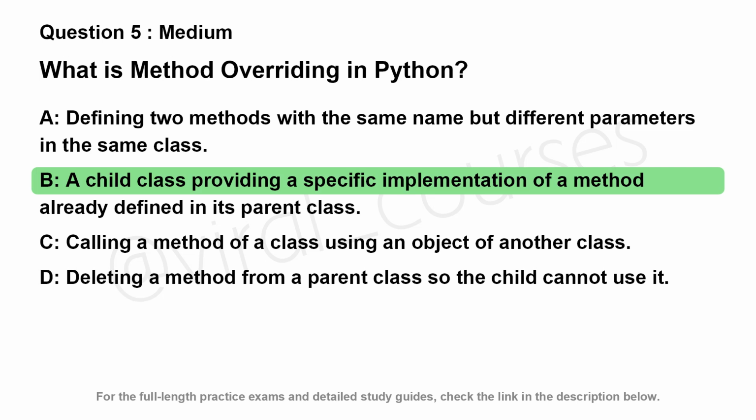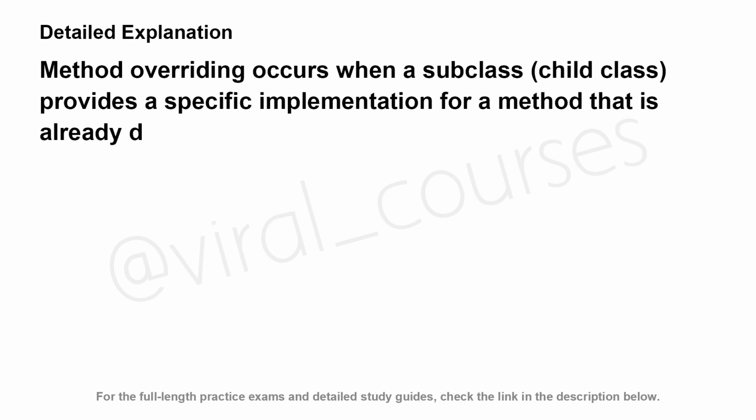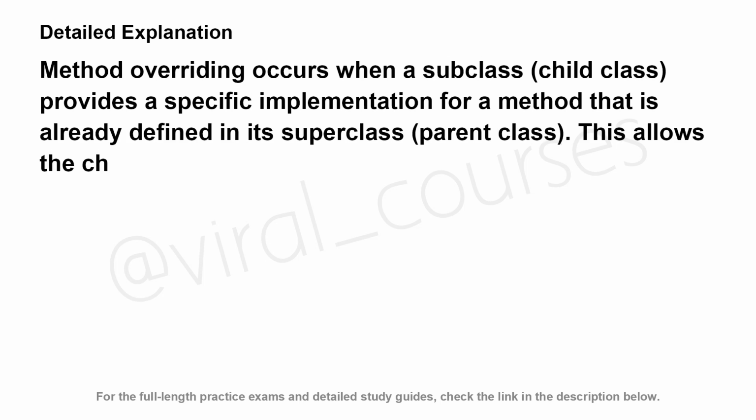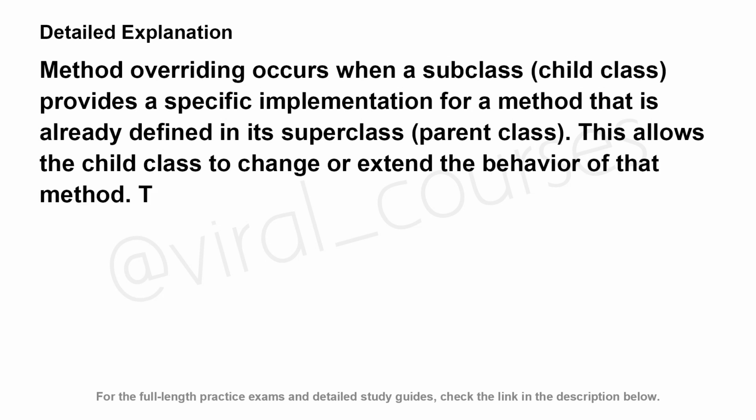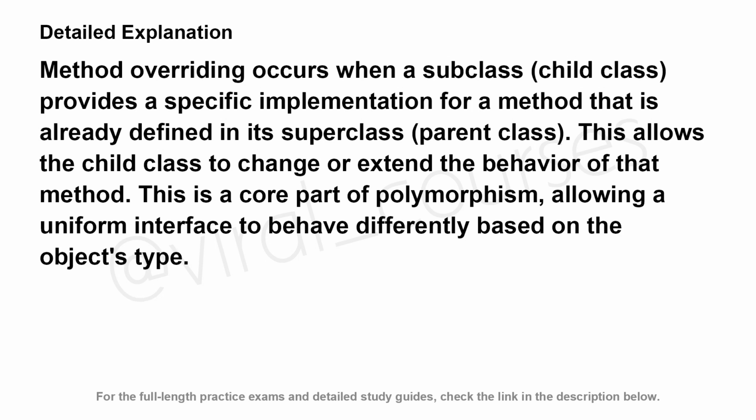The correct answer is B. Method overriding occurs when a subclass, child class, provides a specific implementation for a method that is already defined in its superclass, parent class. This allows the child class to change or extend the behavior of that method. This is a core part of polymorphism, allowing a uniform interface to behave differently based on the object's type.